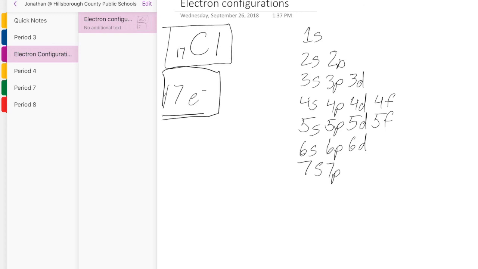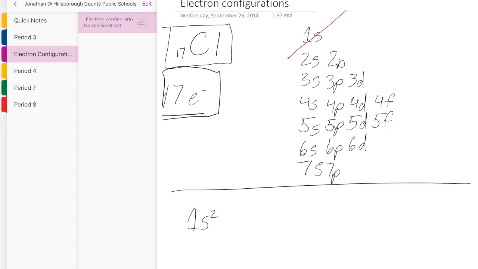Right down here, we're going to write the electron configuration. So we're going to start with 1s. Now, we've already put 1 in there, so we need to put a second one in there because we have 17 electrons in total. So we're going to put a 2 here because we can fit 2 electrons in every spot. So we just did 1s.